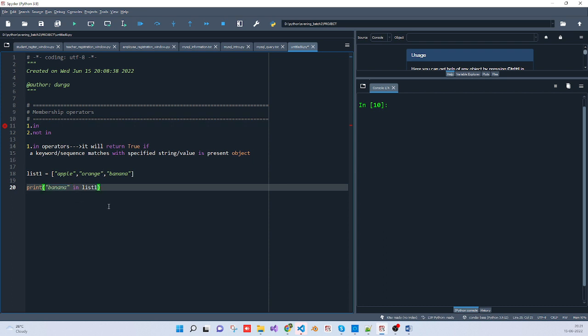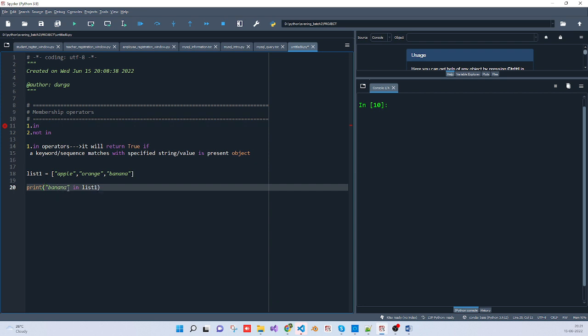Like a simple example of the membership operator: you are a member of something, like a cricket team. In general terms, are you a member of the particular team? Then how will you answer? You will answer, yes, I am a member of that particular team. Like that, here we are checking whether banana is a member or not.